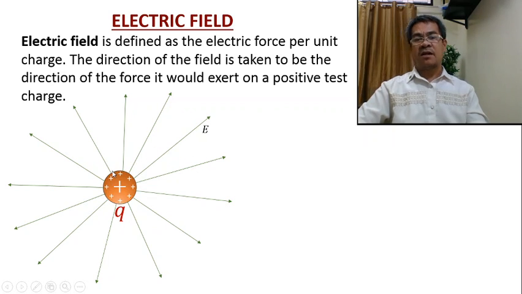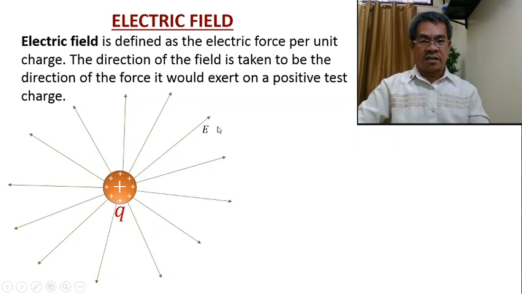Different radii have different electric fields. Although they have the same charge, different distances provide different electric fields. The smaller the distance R from the charge, the greater the electric field. The greater the radius, the smaller the electric field.